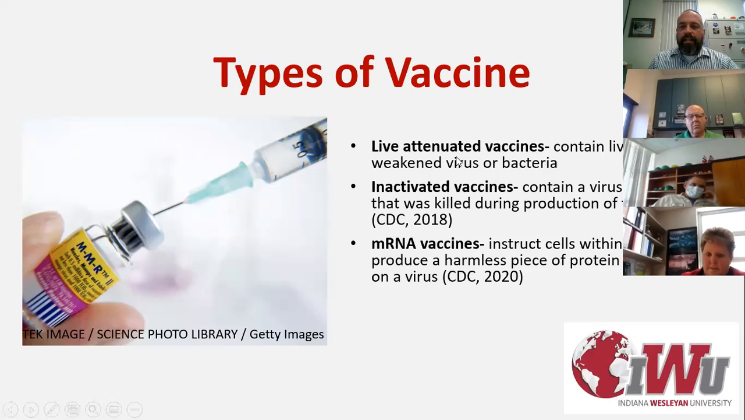An example of a live attenuated vaccine is the MMR, or measles, mumps, and rubella vaccine, which is one that's commonly provided here at the health department. And an example of an inactivated vaccine would be the polio vaccine.